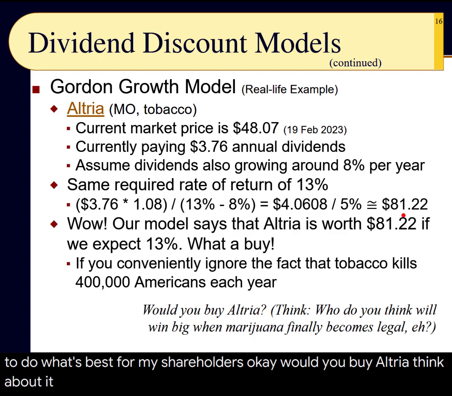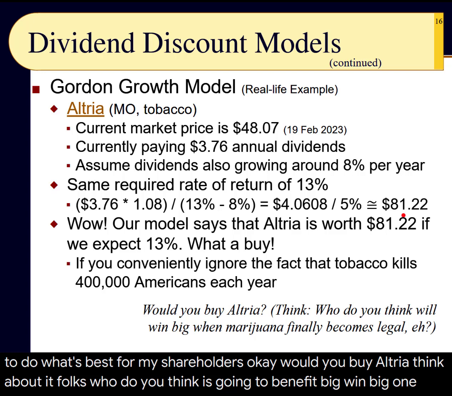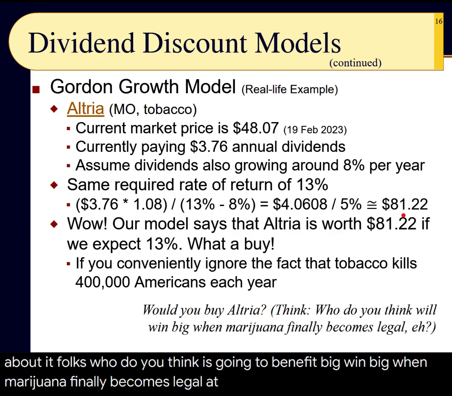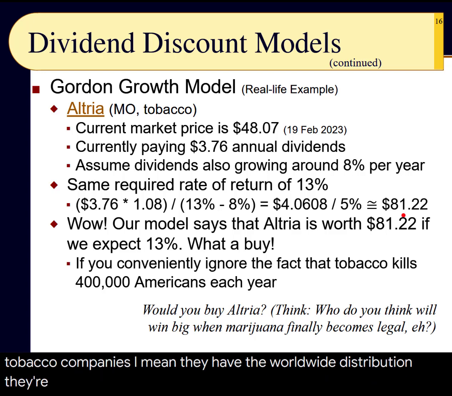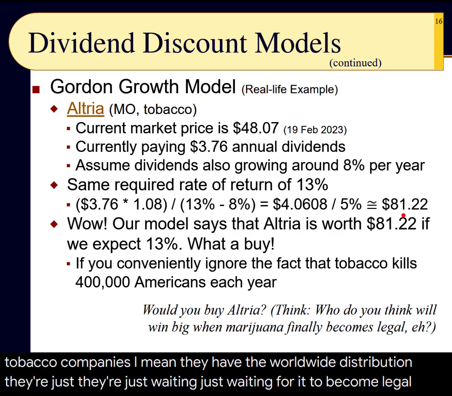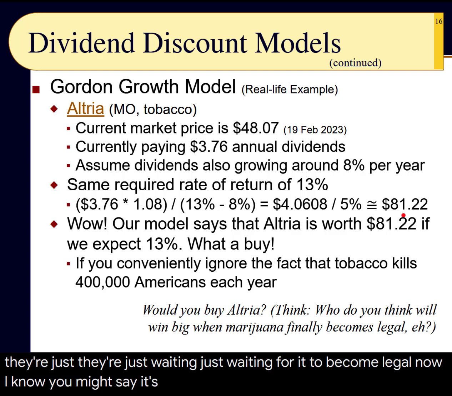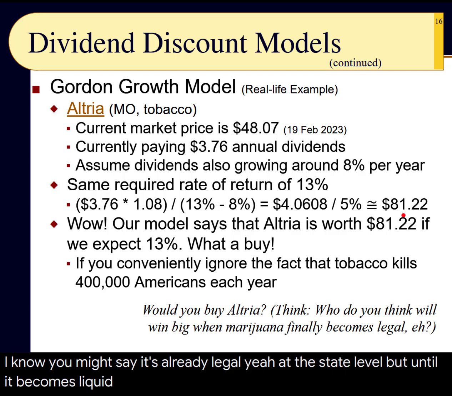Think about it, folks. Who do you think is going to benefit big, win big, when marijuana finally becomes legal at the federal level? Oh, the tobacco companies. I mean, they have the worldwide distribution. They're just waiting for it to become legal. Now, I know you might say, it's already legal. Yeah, at the state level, but until it becomes legal at the federal level, you can't use banks.